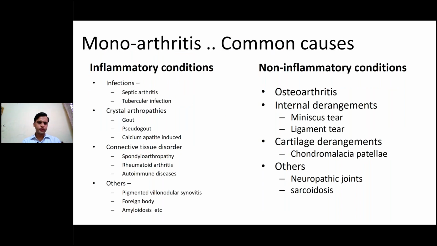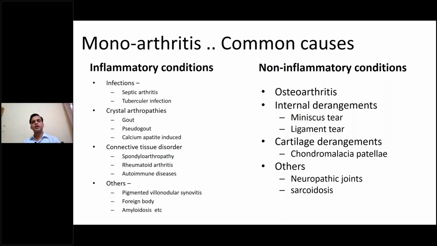Among the common causes of monoarthritis, where a single joint is involved, chiefly they are infections. Infections usually happen in one joint at a time. It is very uncommon to find a patient with infections in many joints, except neonates and small kids, or otherwise immunocompromised patients. Tubercular infections are also uncommon in many joints simultaneously.